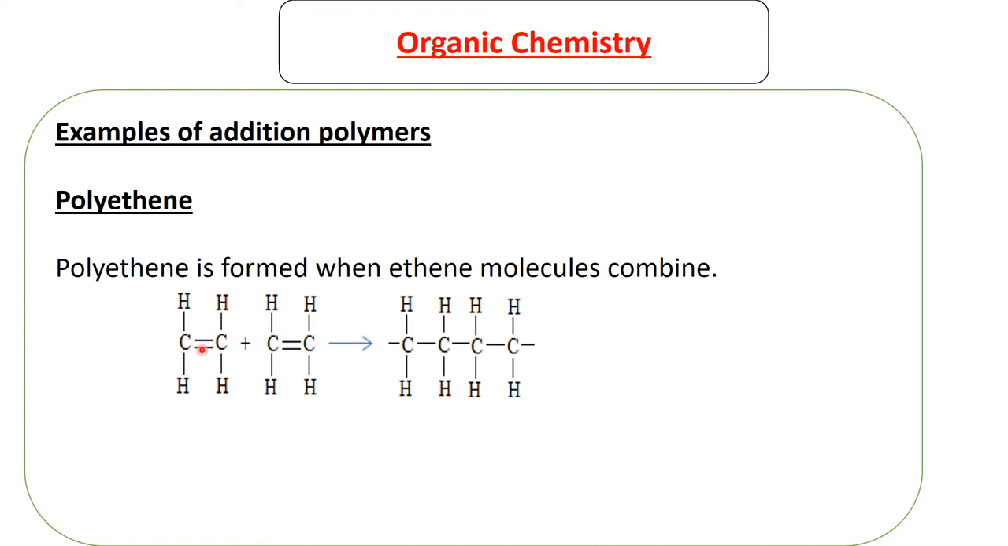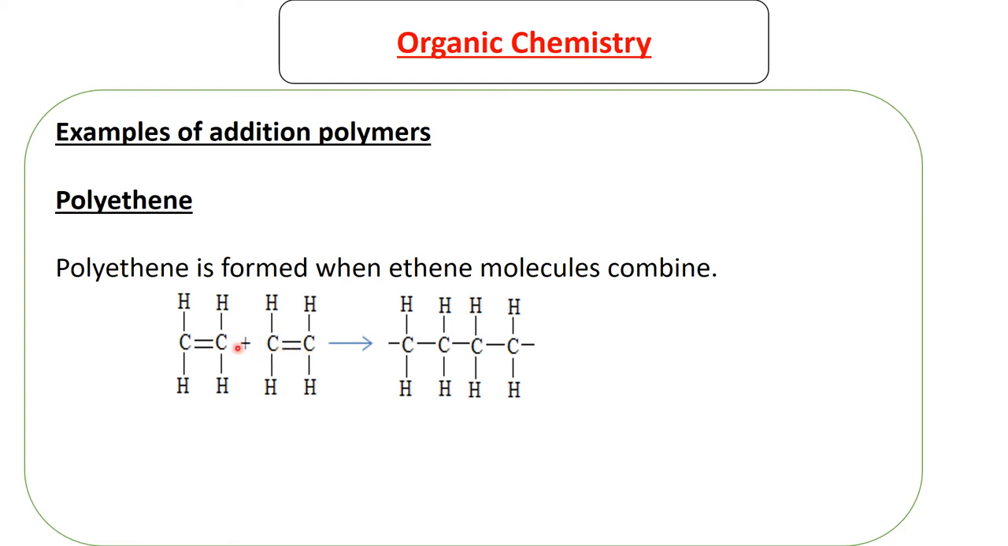So this bond can be broken and this bond can be broken. When these bonds are broken, this carbon will need to form a bond with something, and this carbon is going to be in the same situation. The same with this carbon and the same with this carbon.